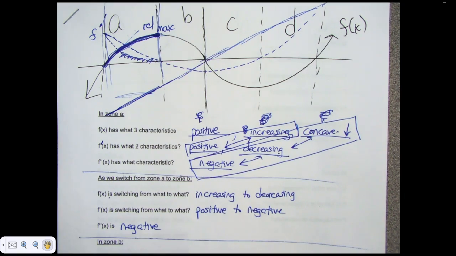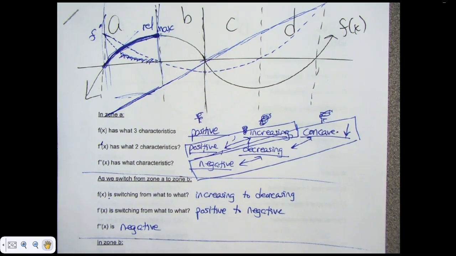So for f of x double prime, it is negative because f of x is concave down? Yes. So slope moves you down one level, concavity moves you down two levels.